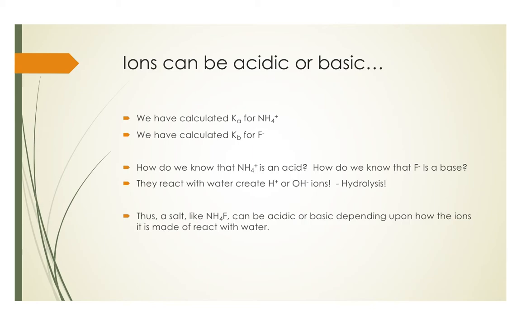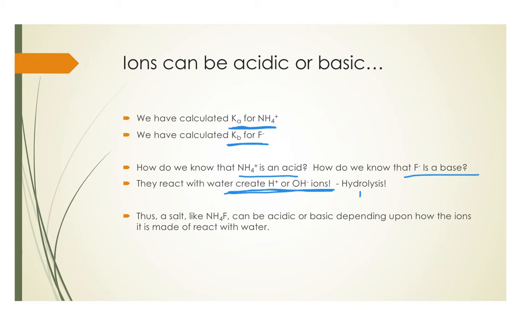All right, so ions can be either acidic or basic. For example, in previous lessons we have calculated a Ka for the ion NH4+ and the Kb for the ion F minus. So if that's the case, we know that those ions can be acidic or basic. How do we know that NH4+ is an acid? How do we know that F minus is a base? Well, they're going to react with water to create either H plus ions or OH minus ions by splitting that water up through hydrolysis. Thus, a salt, like NH4F, can be either acidic or basic, depending upon how the ions it's made up of react with water.